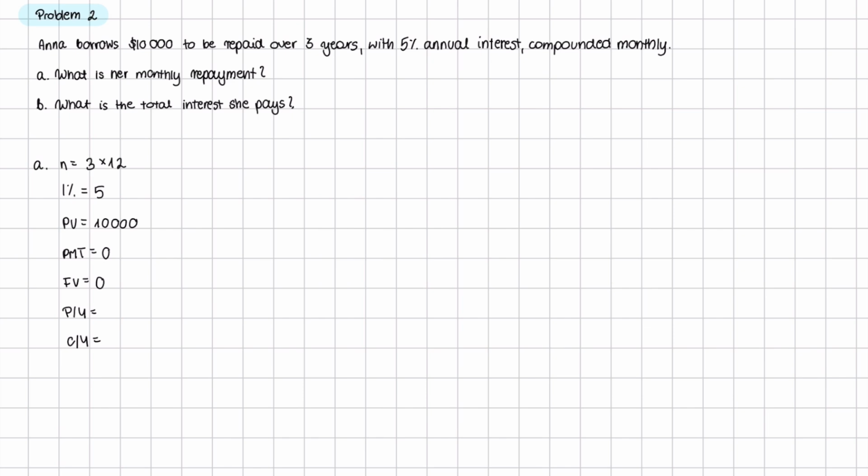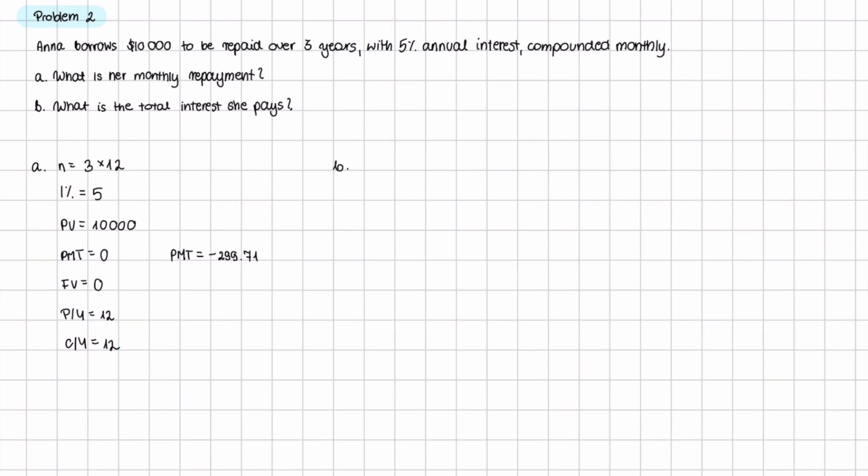And P/Y is 12 because we have monthly repayments, and C/Y it's 12 because we have compounded monthly. And we have to calculate PMT, and if you calculated it correctly, it's minus 299.71, and of course dollars.